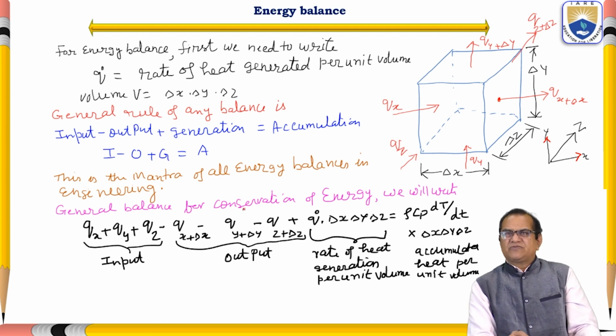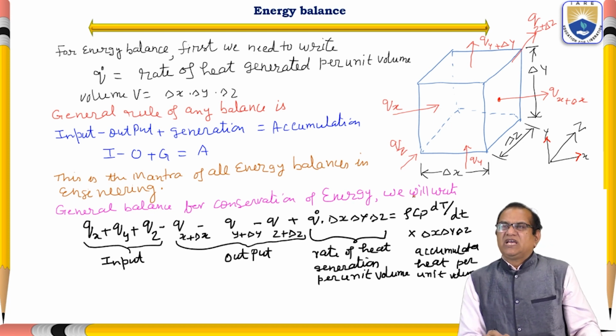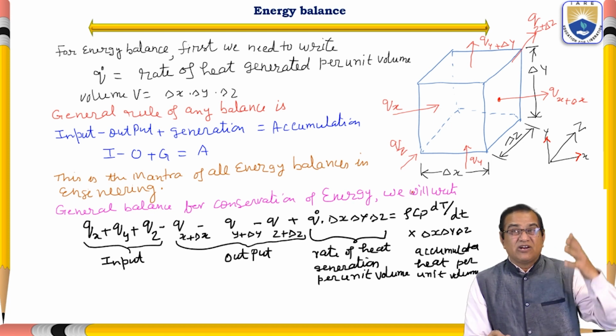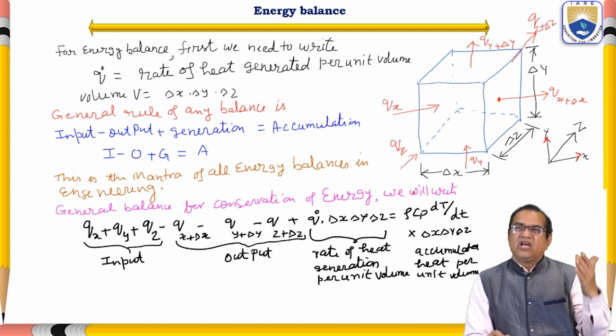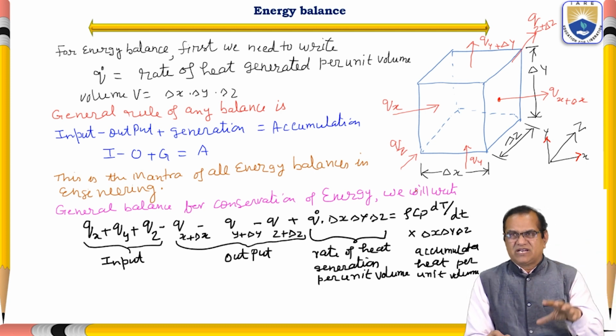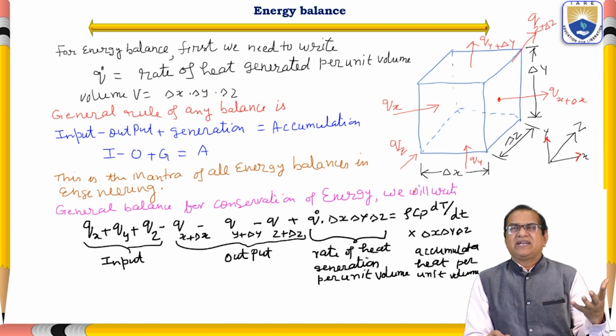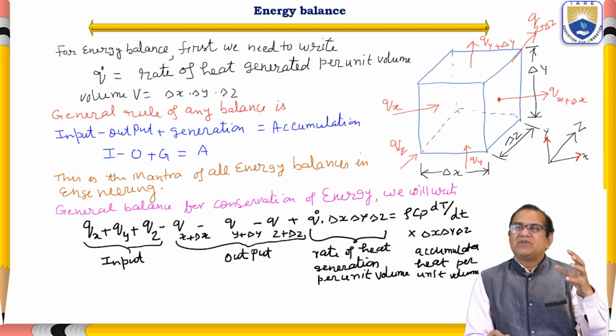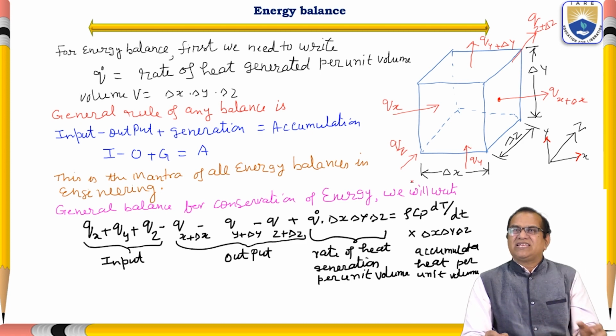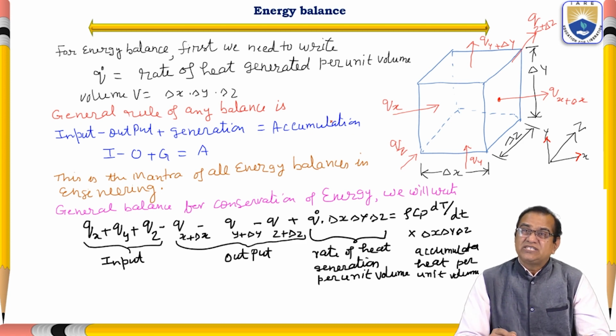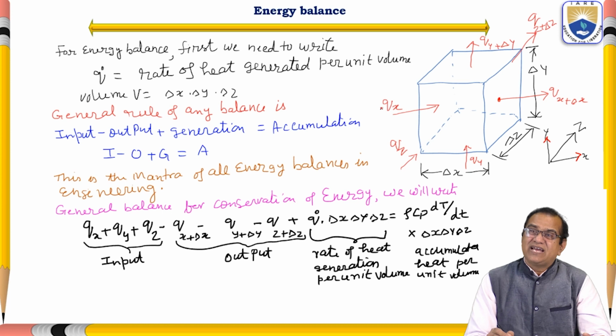So this is the general balance for conservation of energy. We will take the conservation of energy. I think in the second class I discussed that we have the conservation of mass, conservation of momentum and conservation of energy. Here we are taking the conservation of energy because heat is energy and we are finding the energy balance. So here we are taking the energy only.